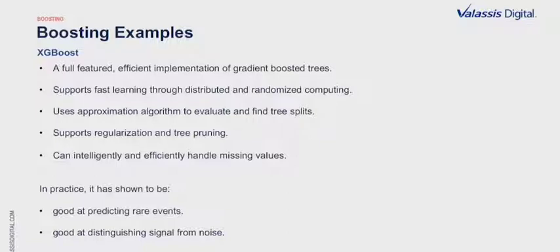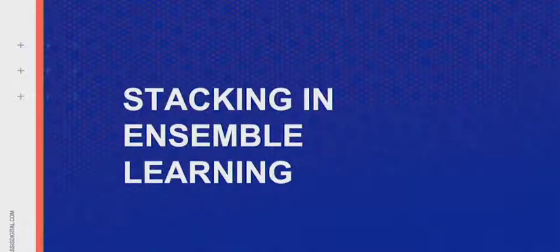So you probably have seen it around a bunch. You can find it in almost every winning kernel in Kaggle competitions. It's been shown to be good at predicting rare events and distinguishing signal from noise. So, those are some examples of ensemble learning. And the ensemble learning approach we took is stacking.